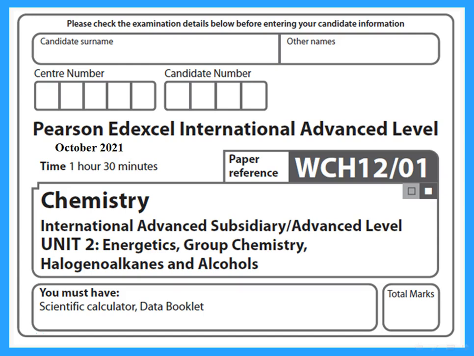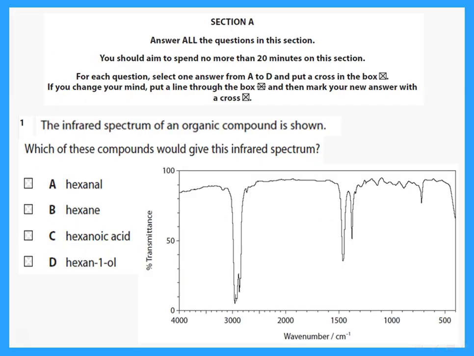This is Unit 2 of the Edexcel paper. This is the first question. You know that the exam is divided into sections. In Section A, we have multiple choice questions. The first question says the infrared spectrum of an organic compound is shown. Which of these compounds would give this infrared spectrum?